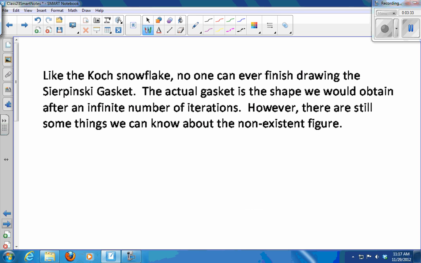And apparently I learned that I was pronouncing this wrong. It's Koch, pronounced like Coke. So like the Koch snowflake, you can't ever finish drawing the Sierpinski gasket because it's an infinite object. The actual gasket is the shape you would obtain after an infinite number of iterations of removing the middle of the triangles. However, despite the fact that this thing can't exist in the physical world, it can only exist in the abstract in our brains, there are still some things we can know about it for sure, even though it doesn't exist.